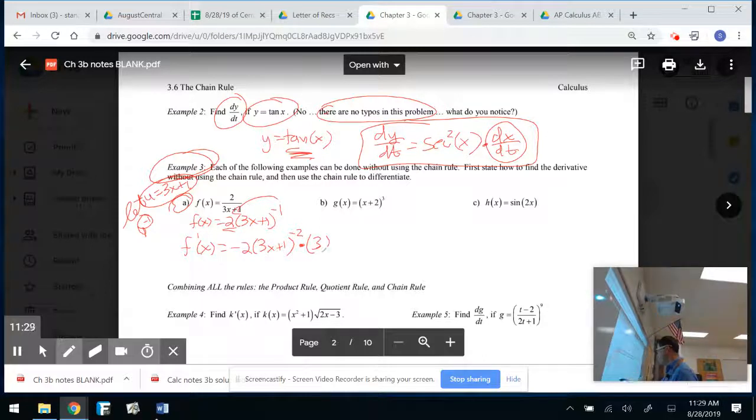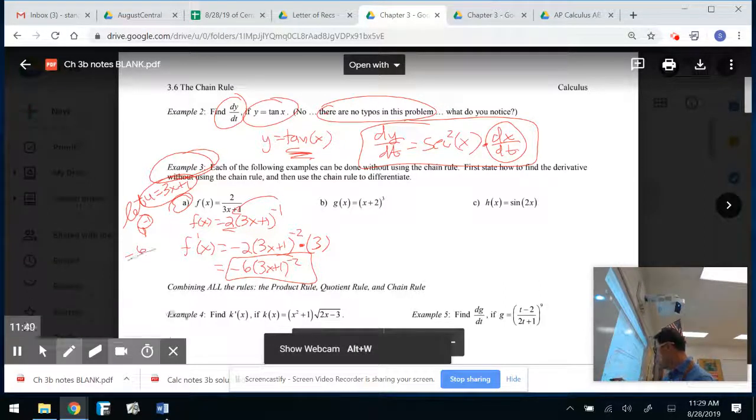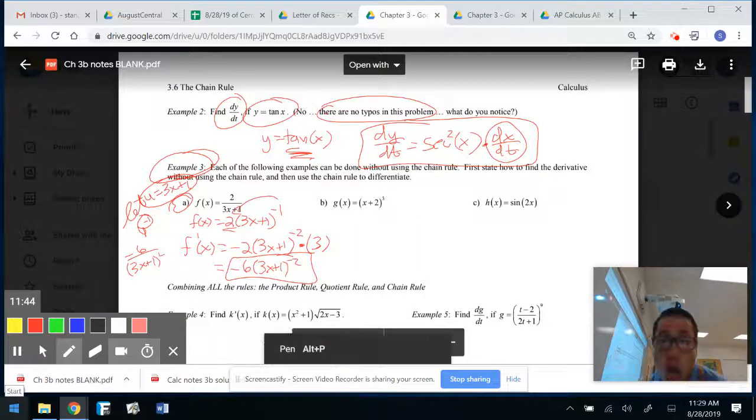Let's write the final answer a little bit cleaner. That'd be negative 6 times (3x plus 1) to the negative 2. Booyah, problem done. You know what? If I did that problem using the quotient rule, you would have got an answer that just looked like this. Remember what goes on the bottom? Low, low. All right, done.